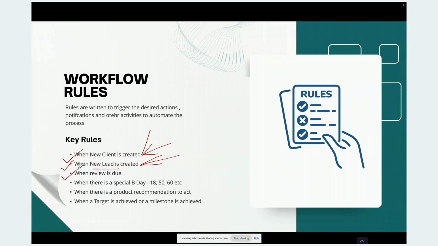And reviews due, special birthdays, 18, 50, 60, these are the special birthdays. When there is a product recommendation, you have to report to them that these are the laggards, these are the toppers. And obviously there should be some rule that do not send this before 1 year. Secondly, you may have a rule that do not send this in the product hybrid or debt, only give it in equity. So there could be a number of rules when a target is achieved or a milestone is achieved. So these are the rules.